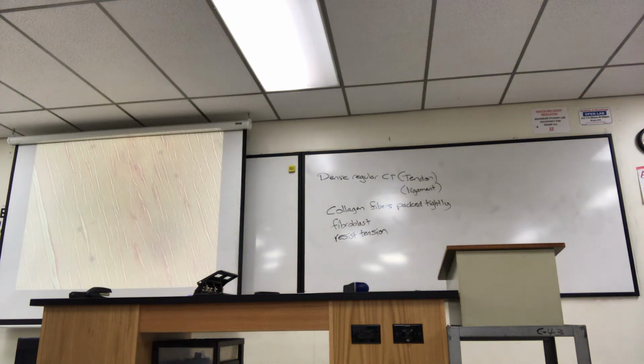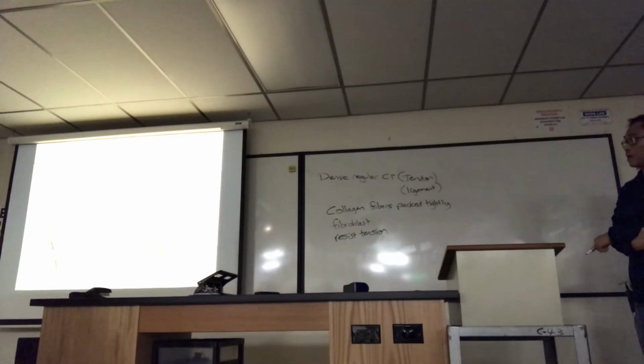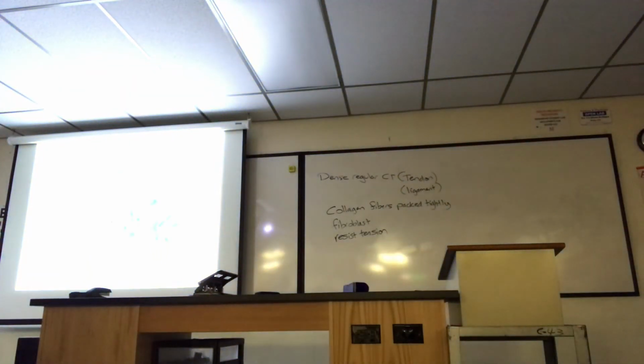Here's a picture from our collection. Looks like a plank of wood. But again, they're all running in one orientation, more or less up and down. And that's what the tissue looks like. The irregular one, the fibers run every which way.